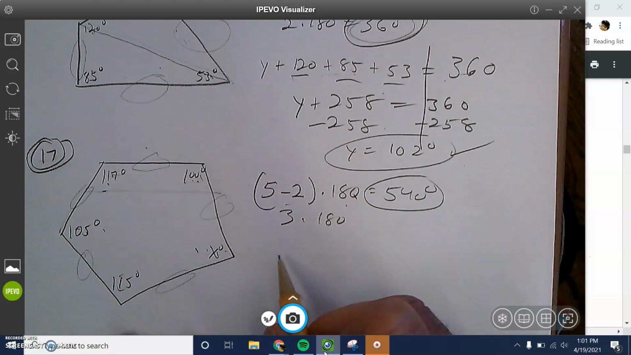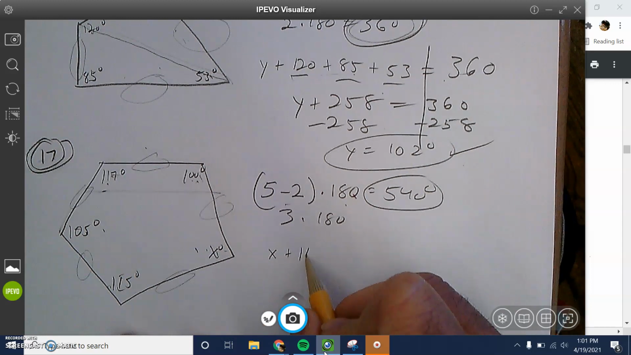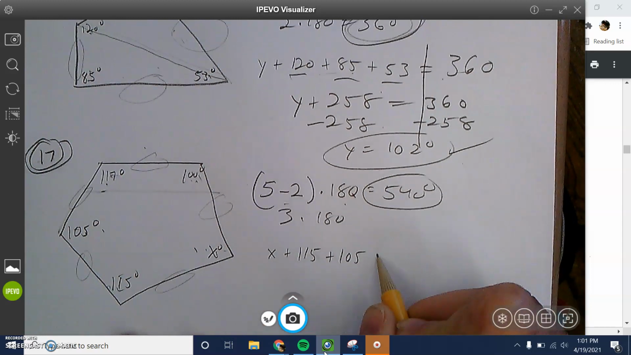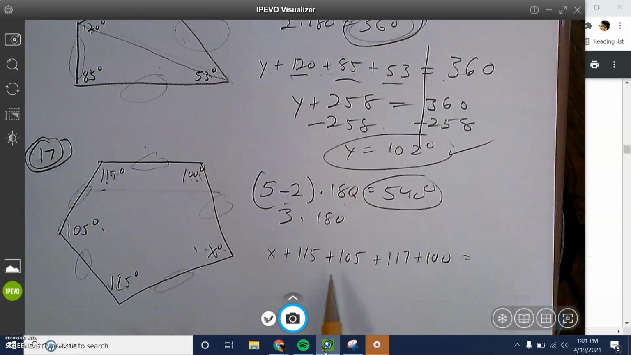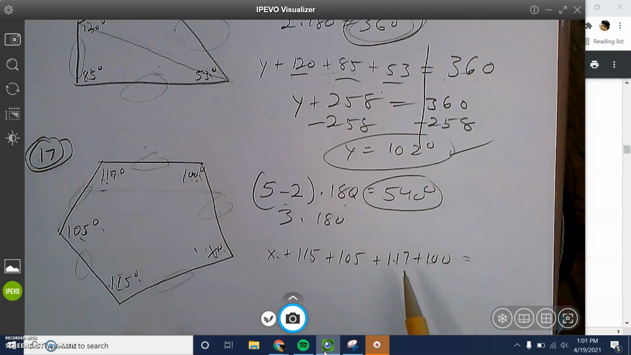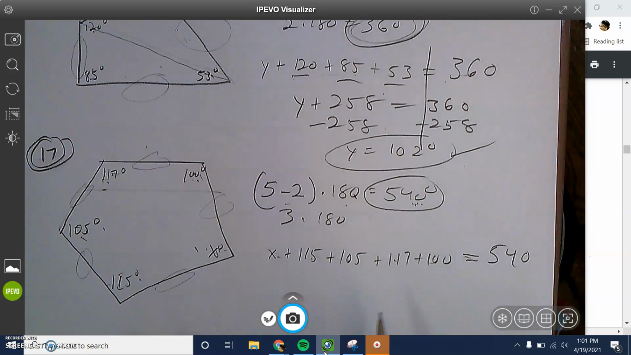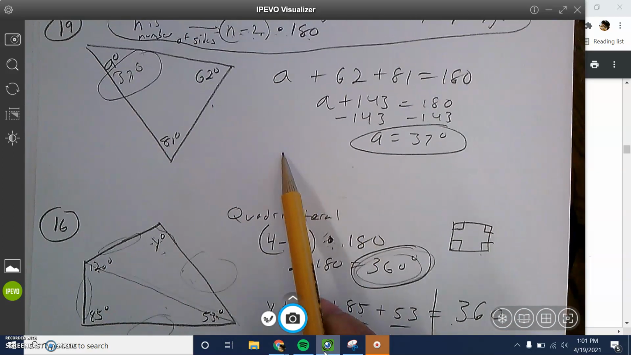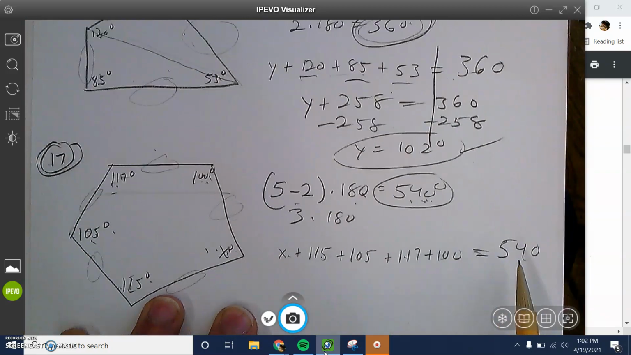So we have x plus, doesn't matter what order, plus 115 plus 105 plus 117 plus 100. I always double check and count to make sure, because sometimes I forget one, right? So I got 1, 2, 3, 4, 5. Okay, I'm good. Equals all 5 angles add up to 540. So it's the same kind of problem as we have here with the triangle, but it's not 180. You have to figure out what the sum of the measures of the angles are first.